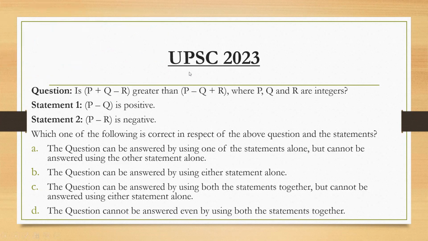Now, if you have understood this, try one more. Again, a UPSC 2023 question itself. Here the question is: is P plus Q minus R greater than P minus Q plus R? It might seem like a very tough question, but it is not. Statement 1 says P minus Q is positive. Statement 2 says P minus R is negative.